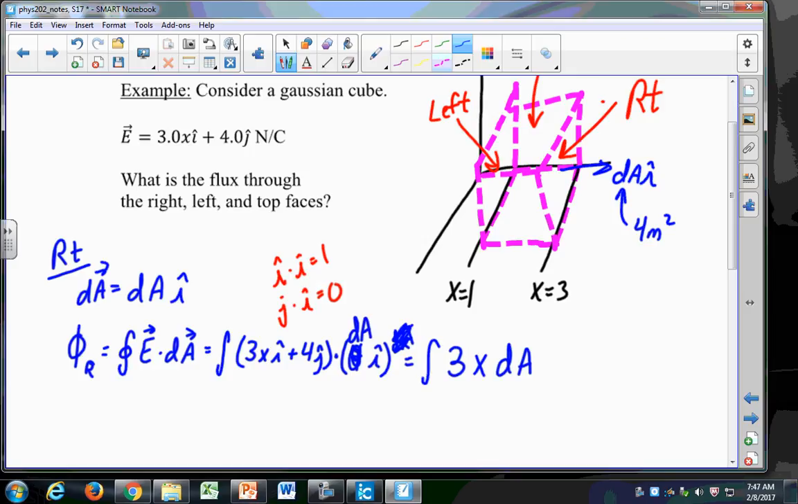All right, I haven't forgotten you, Nicole. Let me come back to this. So when I do this dot product, 3x times dA, i dot i gives me this. Okay? I lose the j dot i term because that's equal to 0. Nicole?